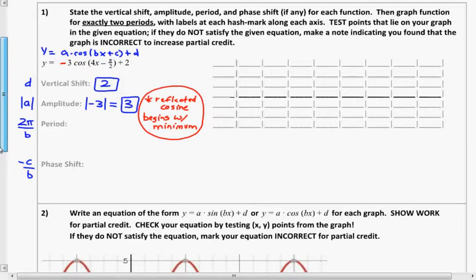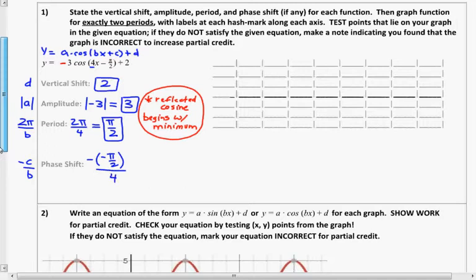Okay, to calculate the period, take 2 pi divided by what? 4. So 2 pi over b is 2 pi over 4, and that reduces to just pi over 2. The phase shift is the opposite of c over b. And you can look in that equation, c is negative pi over 2. So we want the opposite of negative pi over 2 divided by b, which was 4.